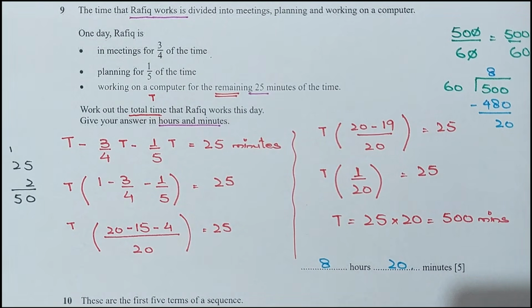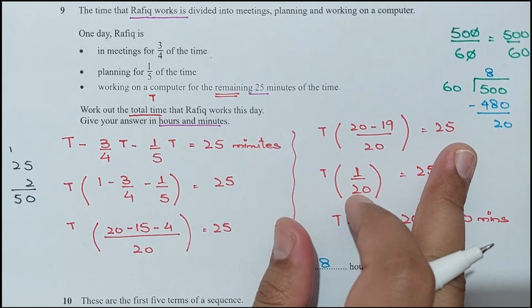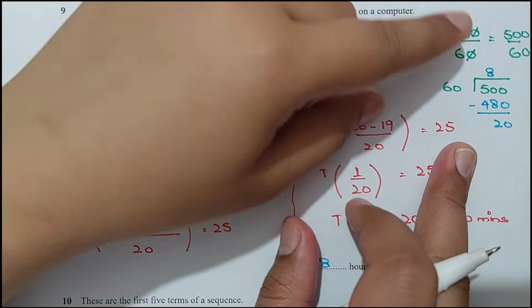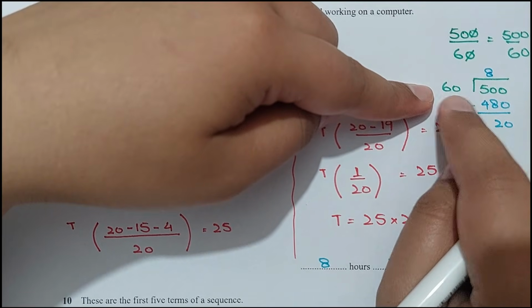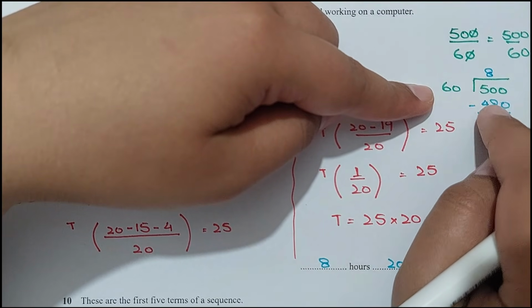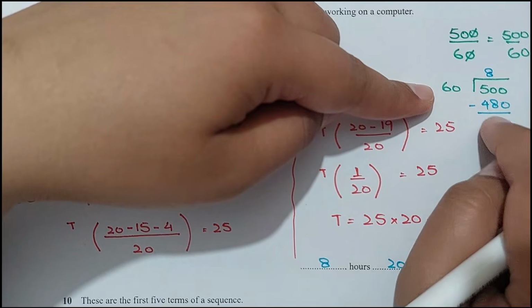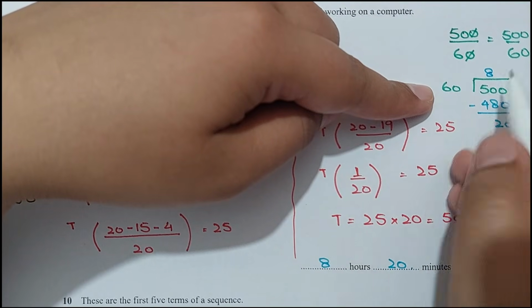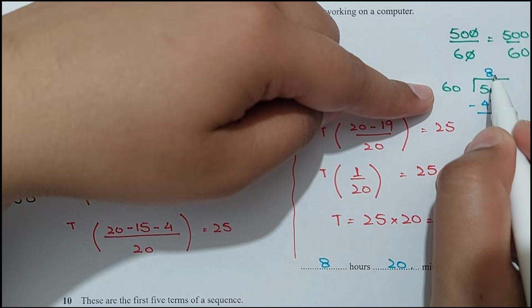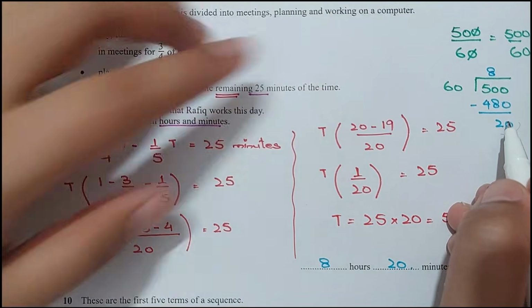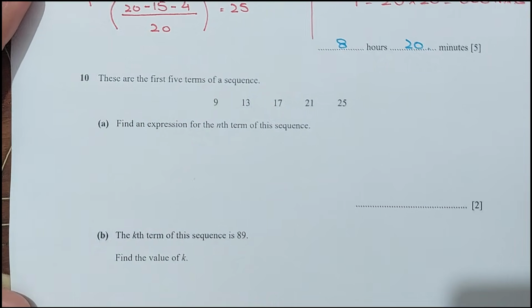And the calculator is not allowed, so this is a way to find the answer in terms of hours and minutes. You have to divide by 60, and no need to cancel the zeros, you have to keep them. 6 times 8 would be 48, and 60 times 8 would be 480. Subtract it. The quotient at the top should be the hours, and the remainder should be the minutes.